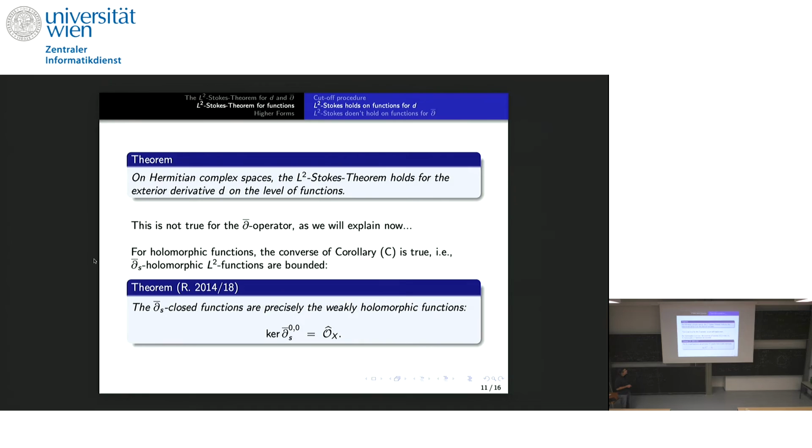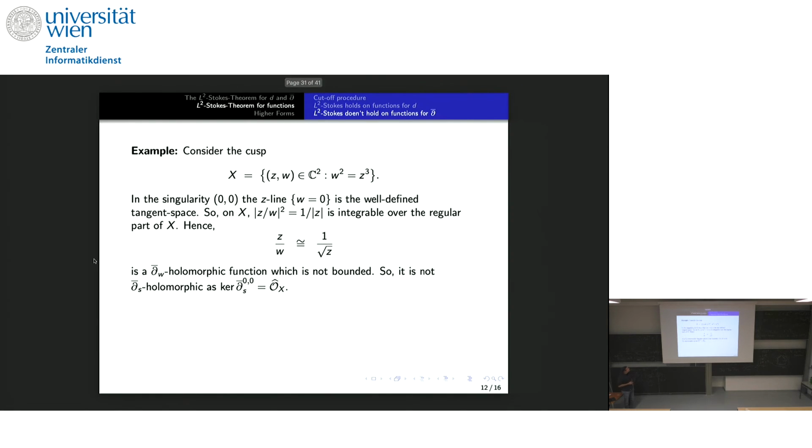This is not trivial. To explain this is another talk on its own. But let's just take it. So if something is in the domain of a DS operator, then it's automatically bounded. So you can think about a function which is in the domain of a d bar W operator, which is not bounded.